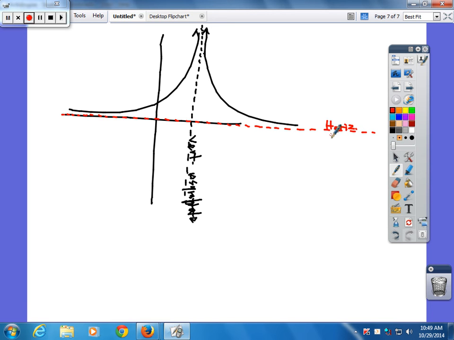Now sometimes I get them confused and I say this is the vertical and this is the horizontal, but I think I got it right. Horizontal asymptote. And sometimes I don't know how to say it.